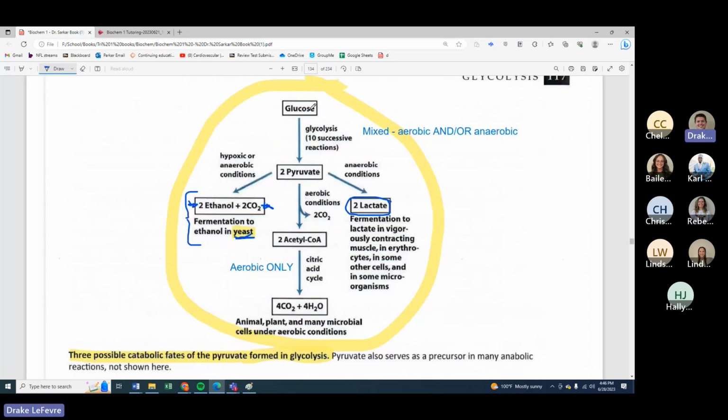So this little chart here: glycolysis is mixed aerobic and/or anaerobic. We get pyruvate with oxygen, continuing into the citric acid cycle, and then eventually down into the electron transport chain. When there's no oxygen, we get lactate, and whenever we have yeast or certain bacteria, we get alcohol and carbon dioxide produced. This is actually the way that they make wine or beer, most alcohols, from this process.